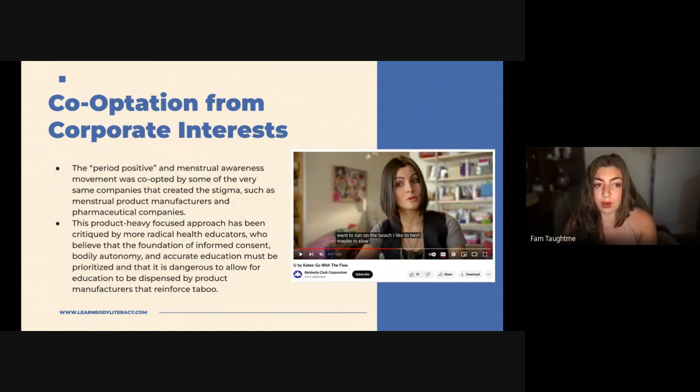We're also dealing with co-optation from corporate interests. So the period positive and menstrual awareness movement was co-opted by some of the very same companies that created stigma, such as menstrual product manufacturers and pharmaceutical companies. So the product heavy focused approach has been critiqued by more radical health educators who believe that the foundation of informed consent, bodily autonomy, and accurate education have to be prioritized. And that is dangerous to allow for companies like Kotex to be the ones who are suddenly providing this education about what's period positive.